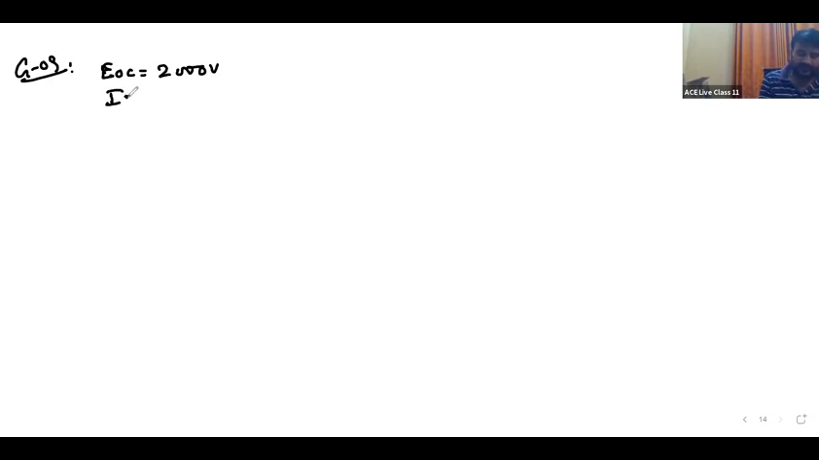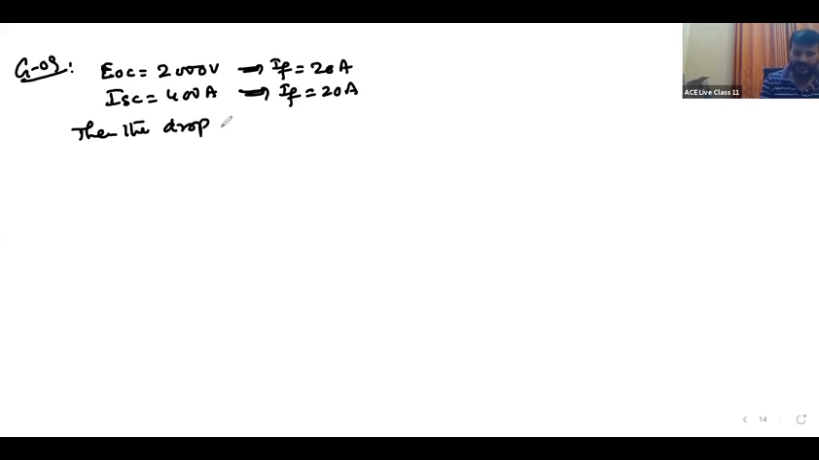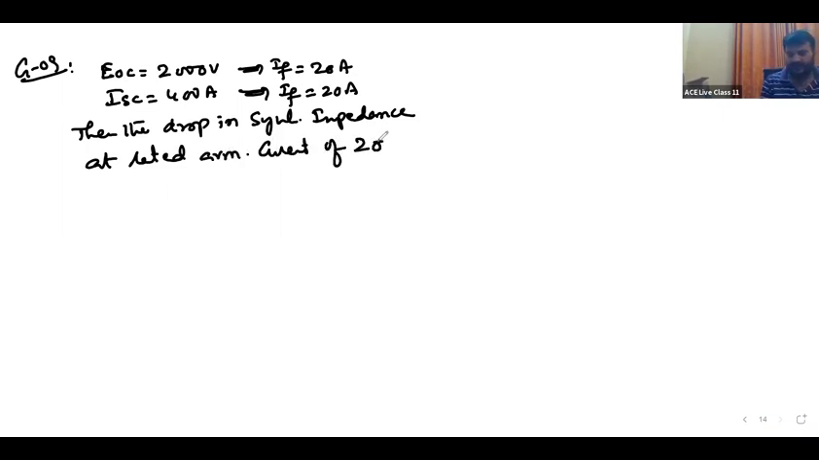2000 volts. IS is equal to 400 amperes. This is also IF is equal to 20 amperes, field current. Then the drop in synchronous impedance at rated armature current of 200 amperes.